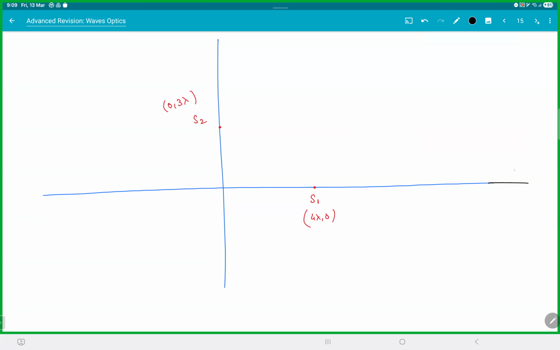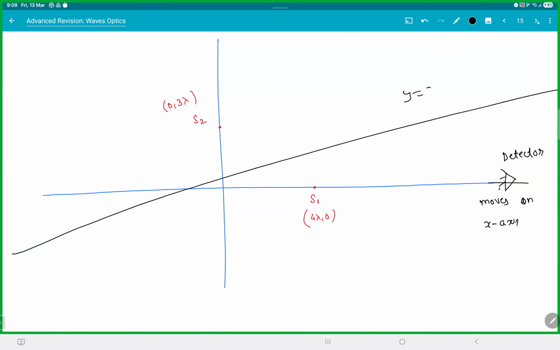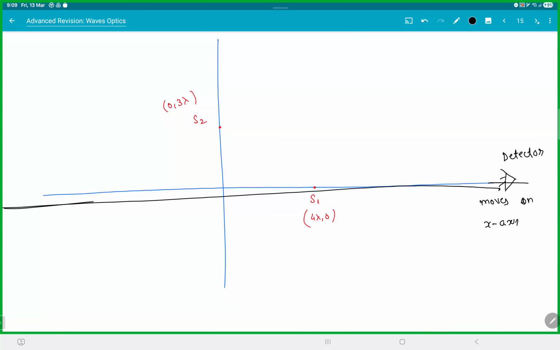So we have a detector, which moves on the x-axis. Now they can go mad and they can say the detector is going on this line, y is equal to x plus 1. Getting it? They can play around. So find the number of maximas and minimas detected by the detector. If this detector is going on the x-axis from plus to minus infinity, how many maximas and how many minimas will it see? We have two sources, S2 and S1. Positions are given in lambda. Find the number of maximas and minimas on the x-axis.